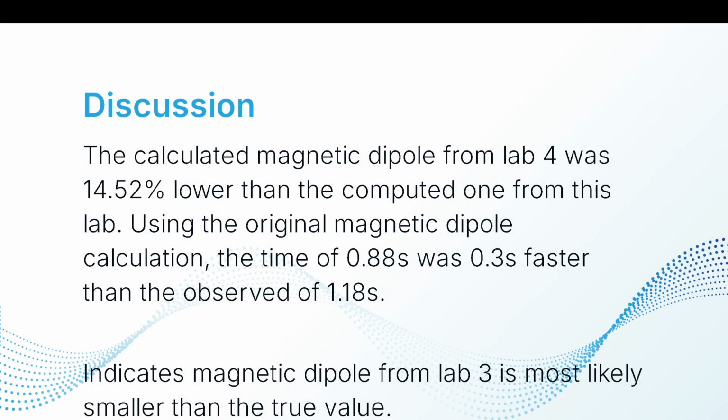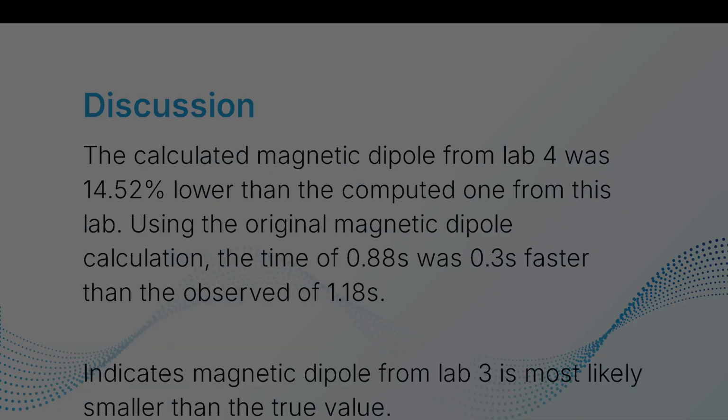Now, the dipole from lab 4 was 14.5% lower than the one from this lab. So it's safe to say that the magnetic dipole from lab 3, or actually lab 4, is most likely smaller than the true value. It's probably somewhere in between.